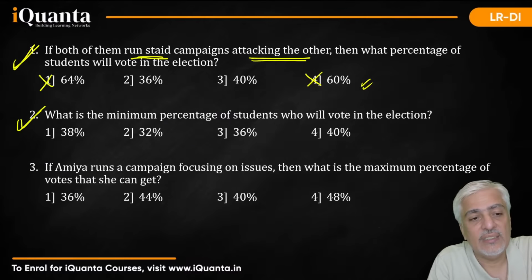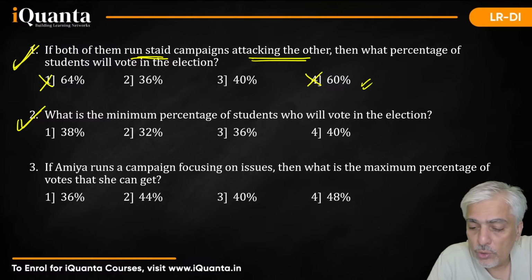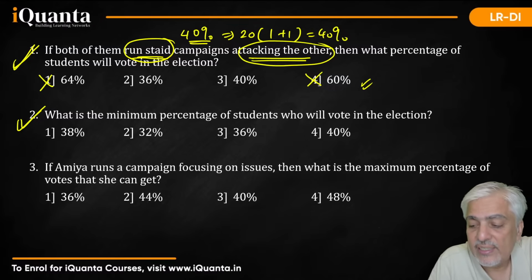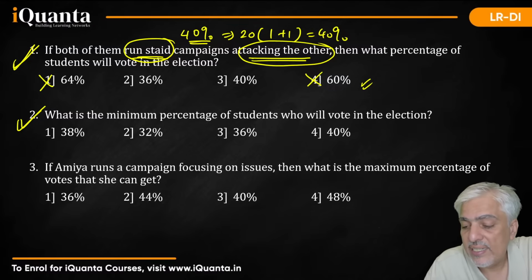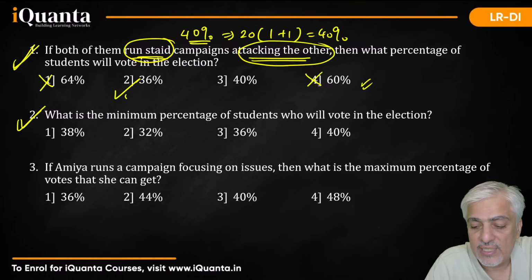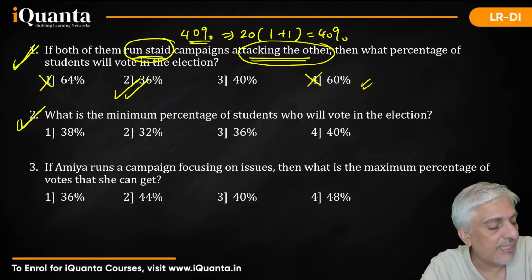Our question is done. We already knew that if both of them run steady campaigns, 40% people will vote because 20 into 1 plus 1, 40% were going to vote. But because they are attacking each other, out of this 40, 10% will not come and vote. How much is 10% of 40? 10% of 40 is 4. So 4 will not come to vote. 36 people will vote, or 36% will vote.